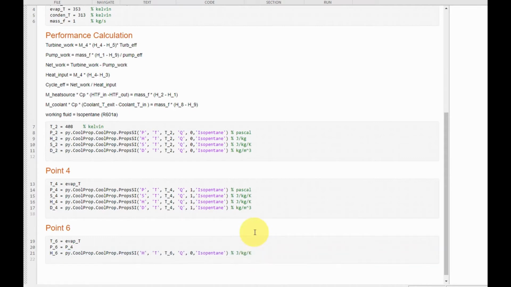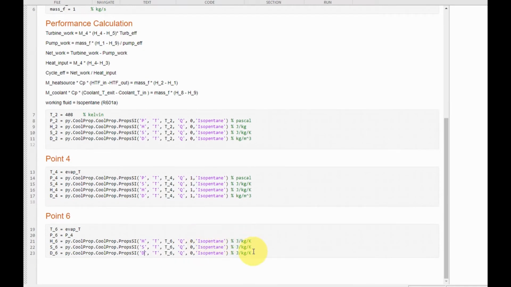So I could copy this, and we'll repeat the same process for the entropy. Paste it, and then change this to S for entropy. And as well, we could do it for the density, 6. So I change this to D. So with this, we now know all our properties at point 6.